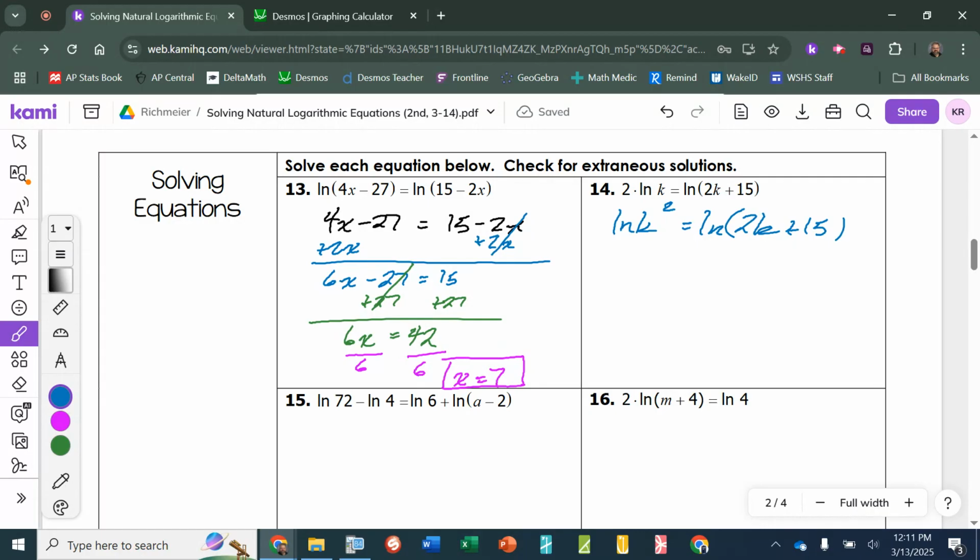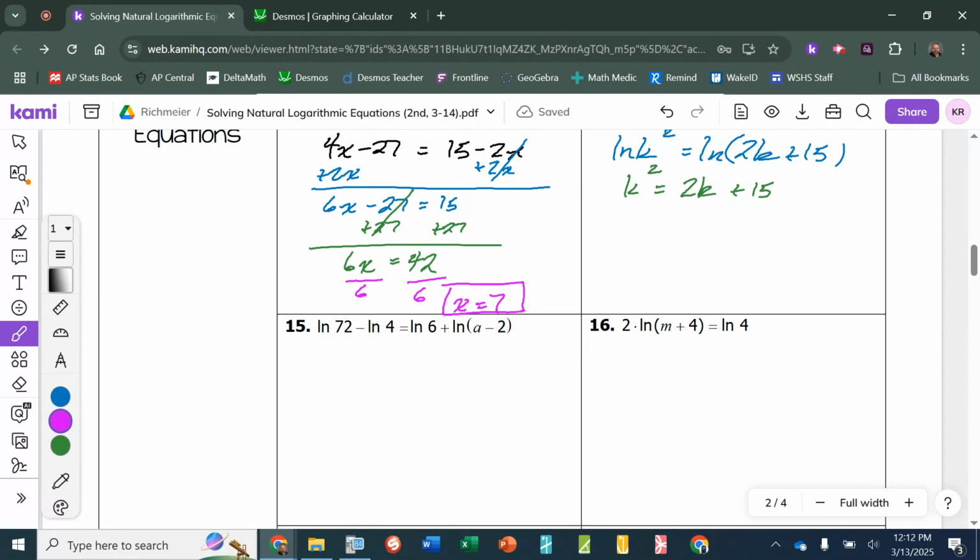Now, I have a logarithm on each side. Bases are exactly the same, so I can go to that 1-to-1 property, and I can essentially drop the logarithms, and that just gives us k squared is equal to 2k plus 15. But now I need to take all of my terms and move them to the left because I have a quadratic equation. And to solve quadratic equations, most of our strategies require the equation to be equal to 0. So I'm going to go ahead and subtract everything from the right and move it to the left.